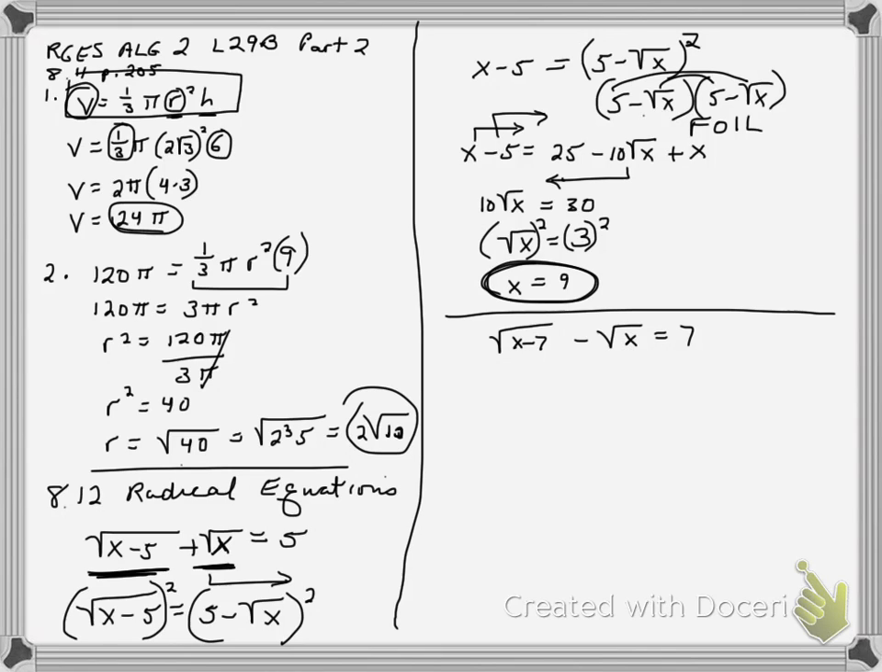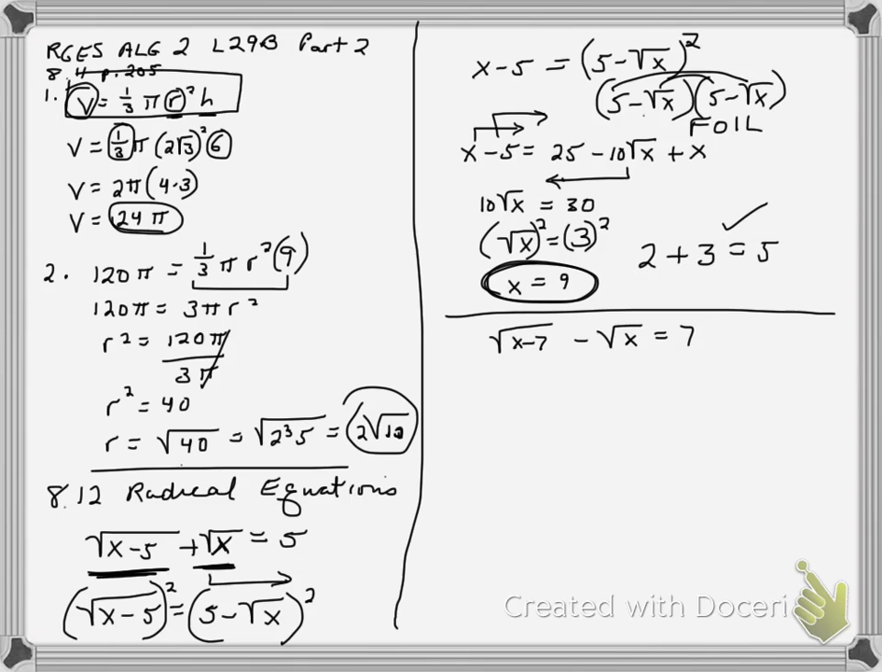It says the square root of x minus 5. Well, 9 minus 5 is 4, the square root of 4 is 2, plus the square root of x, that would be 3. Does that equal 5? Yes, indeed, it does. So make sure you always do check these equations. They can have what we call extraneous roots.